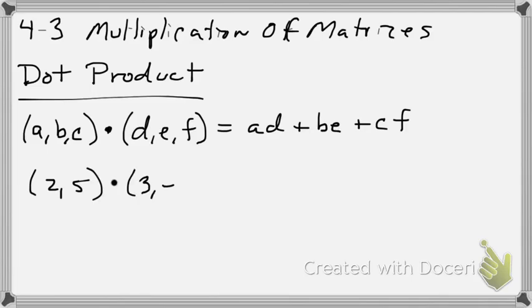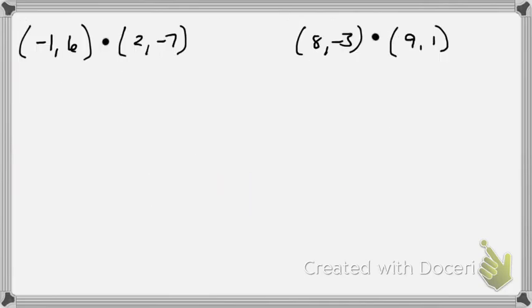So, for example, if we were going to take 2,5 times 3 negative 2, we would take 2 times 3, which is 6, plus 5 times negative 2, which is negative 10. We would add those 2 numbers up and get an answer of negative 4.